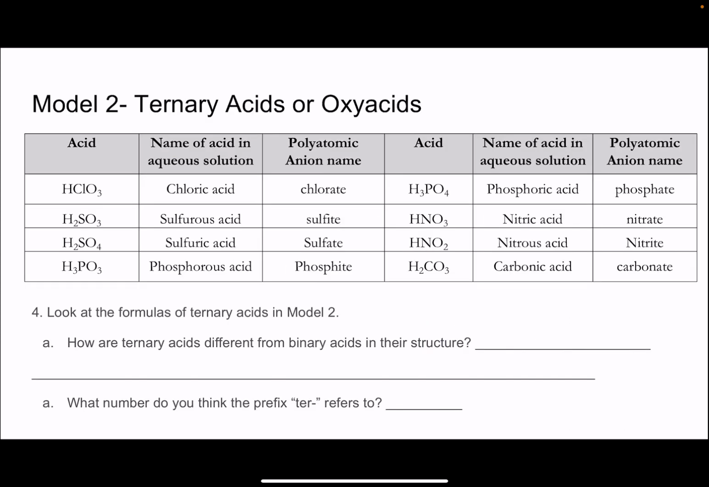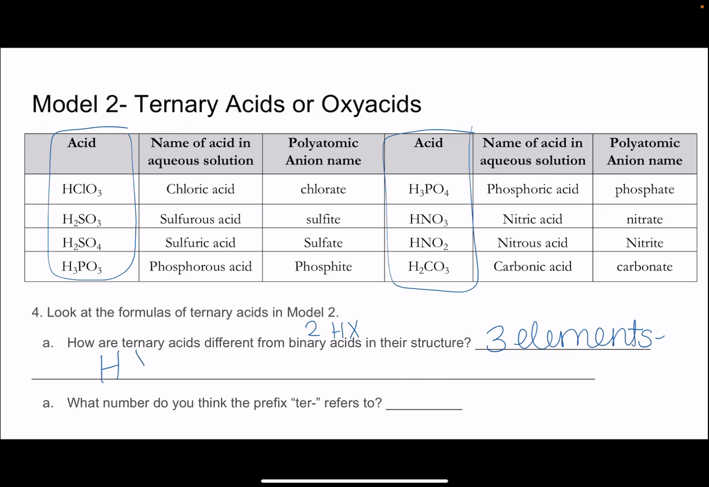Model number 2 is now ternary acids, known as oxyacids. So we're going to look at the formulas. How are ternary acids different from binary in their structure? So binary, there were only 2. You had H and an X. We'll see that ternary has 3 elements, meaning you're going to have an H, some nonmetal, and then you have an O. So that's why they're known as oxyacids, because they contain oxygen.